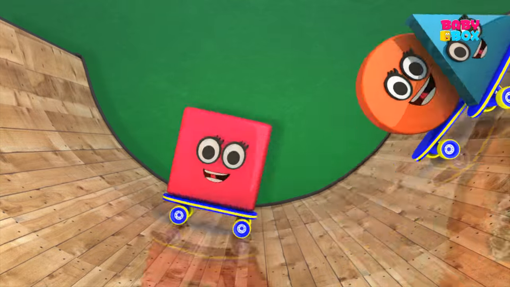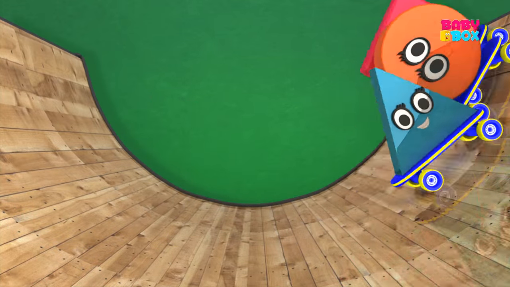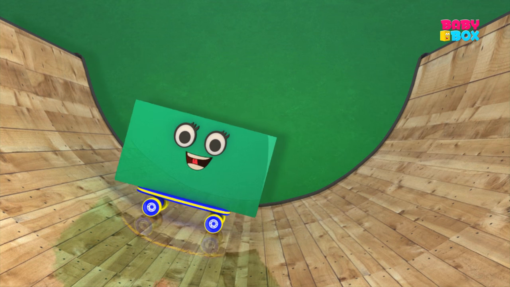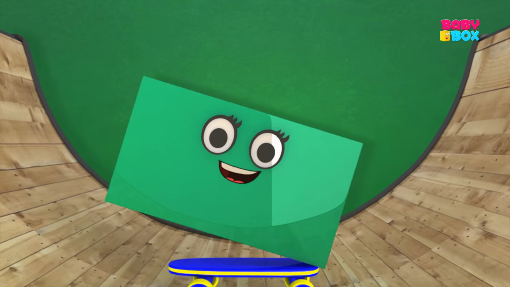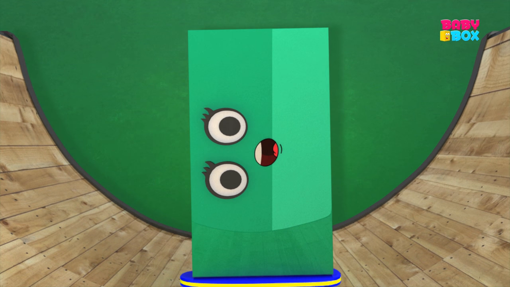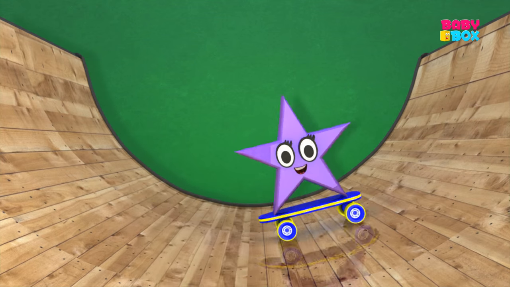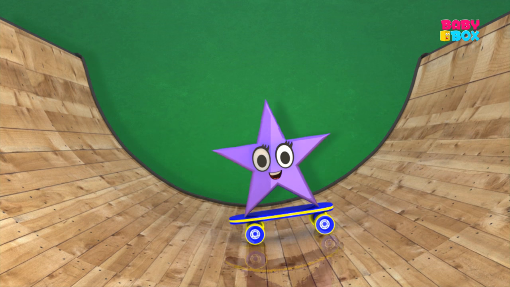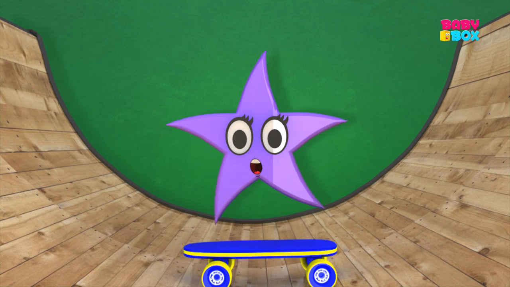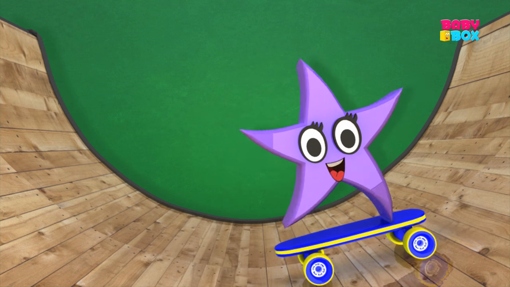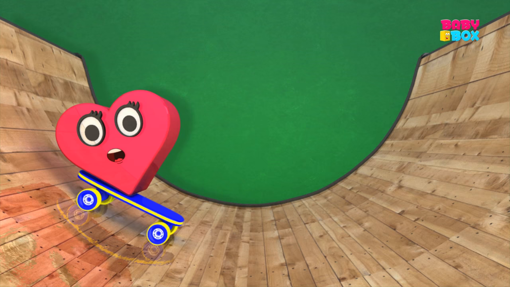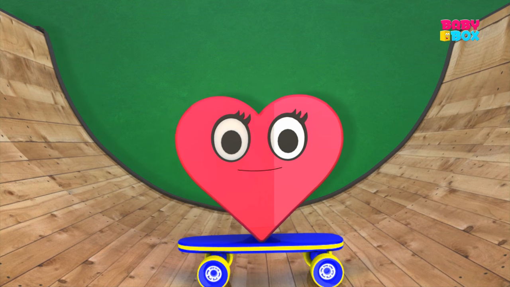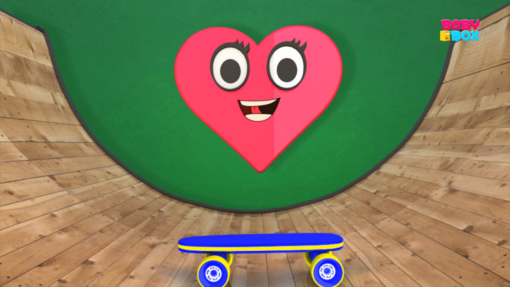We are shapes, you can see us everywhere. I'm a rectangle, rectangle, like a really long square. I have four sides, I'm a rectangle, rectangle. I'm a star, in the sky so, so far. I have five pointy arms, I'm a star. I'm a heart, I'm so curvy and so smart. I'm a really lovely shape, I'm a heart.